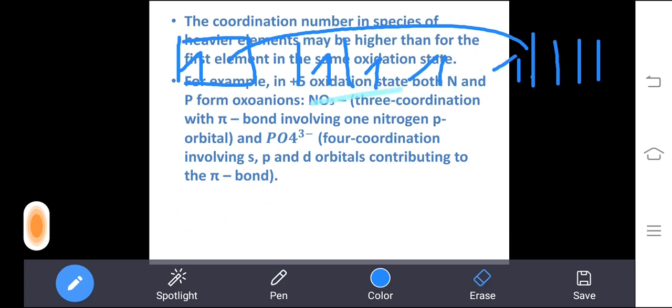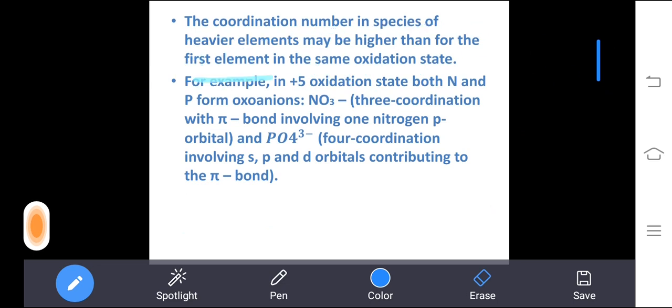Both have the same oxidation state, plus 5. Nitrogen has a plus 5 oxidation state, and phosphorus also has a plus 5 oxidation state, but the coordination varies. Here nitrogen has 3 coordination because of the absence of d orbitals, but phosphorus has 4 coordination with the pi bond formation.